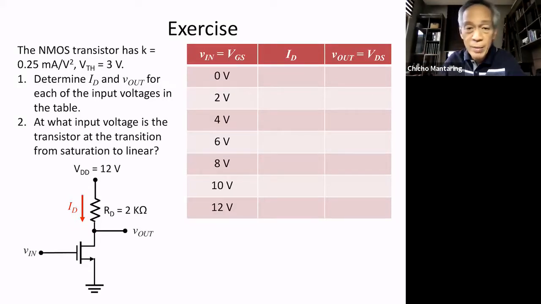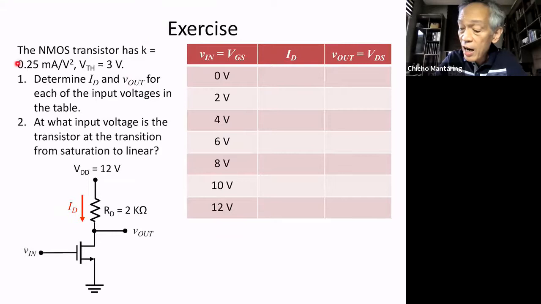So let's take an example. This is similar to what I did when we discussed BJT. Okay, I have a very simple circuit here where my input is actually VGS. And I have a drain resistor and my output is actually VDS. So my input is VGS and my output is VDS. So for these values of input, I'm asked to compute for I sub D and I'm asked to compute for V out.